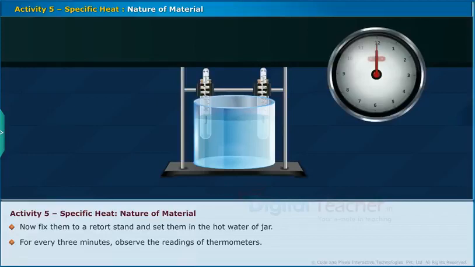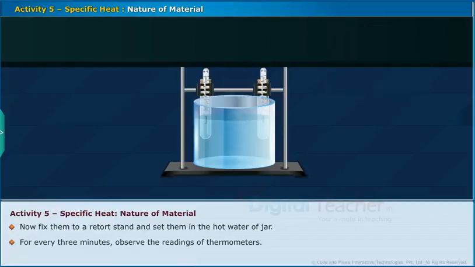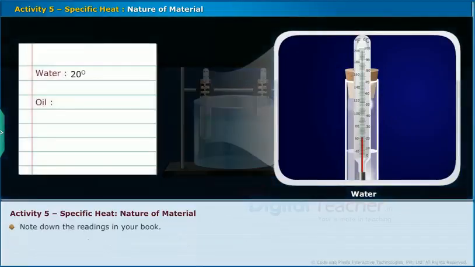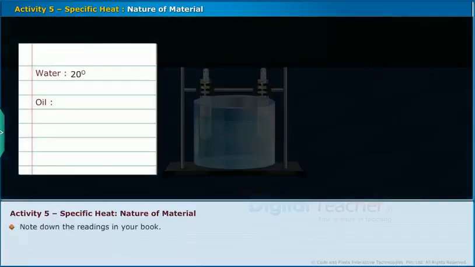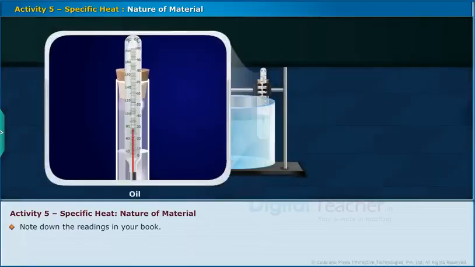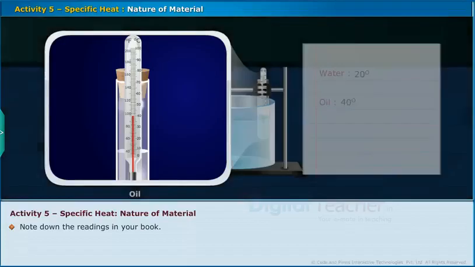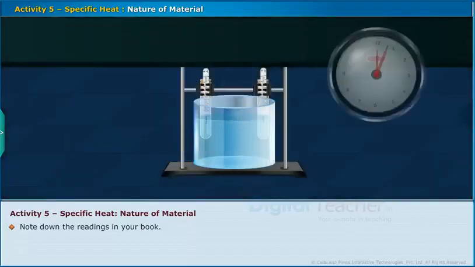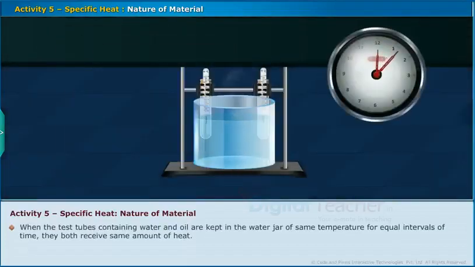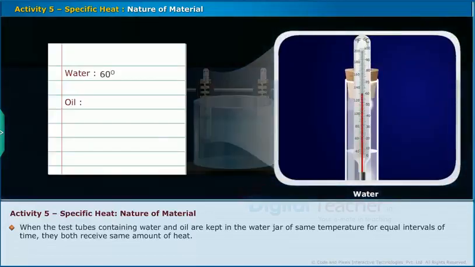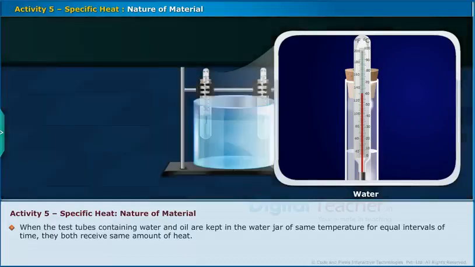For every 3 minutes, observe the readings of the thermometers. Note down the readings in your book. When the test tubes containing water and oil are kept in the water jar of the same temperature for equal intervals of time, they both receive the same amount of heat.